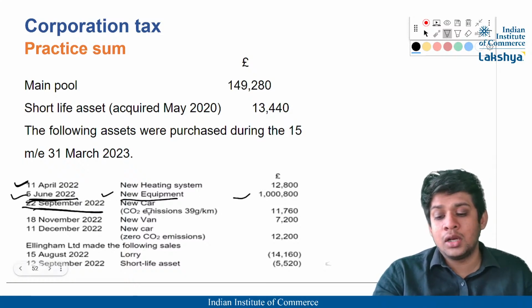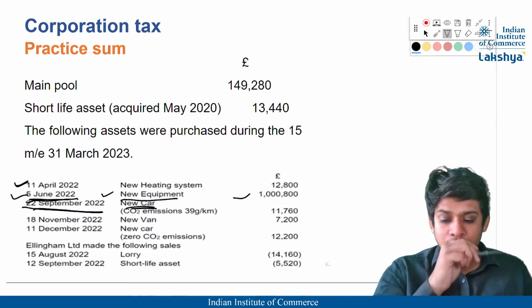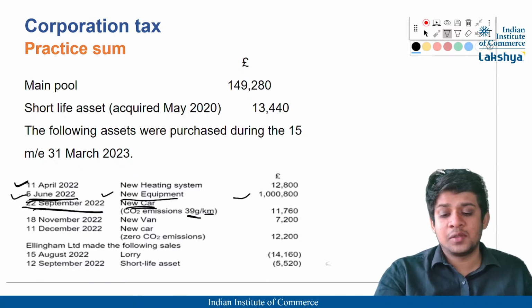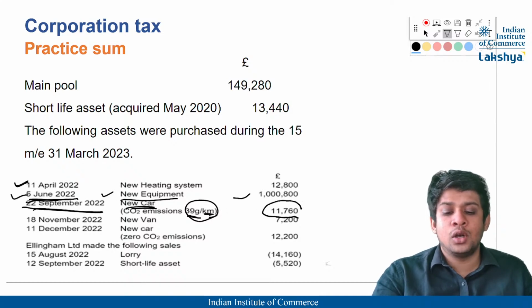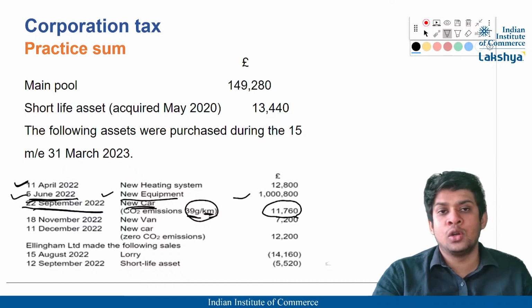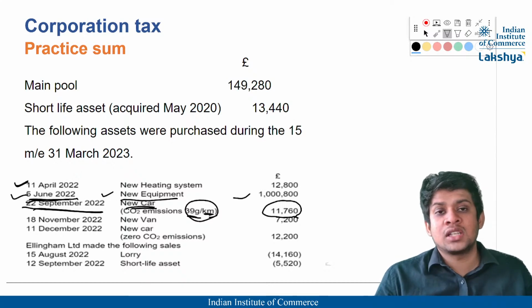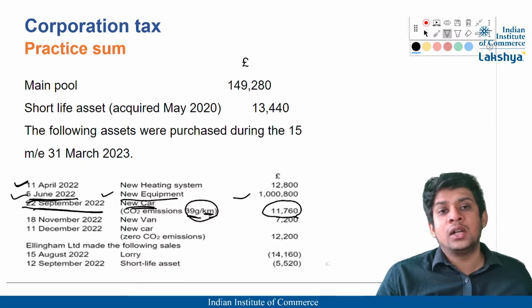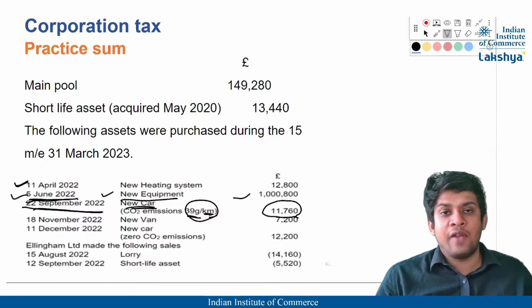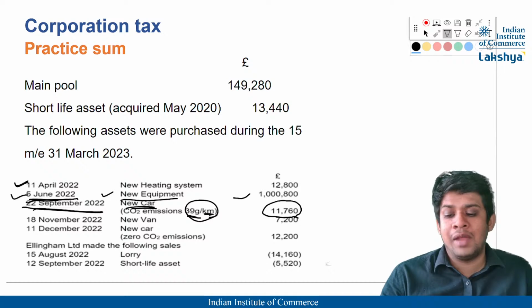On 22nd September, they purchased a new car which is 39 grams per kilometer. Car which is having 39 grams per kilometer of CO2 emissions, they go to your main pool, correct? And obviously on that you do not get any FYA or AIA until and unless the car has zero CO2 emissions. If the newly purchased car has zero CO2 emission, then it will be considered as your FYA car. Okay, so that means FYA allowance will be given and nothing will be going to your main pool.